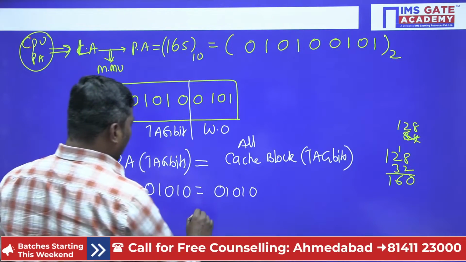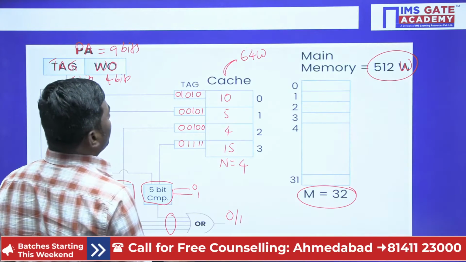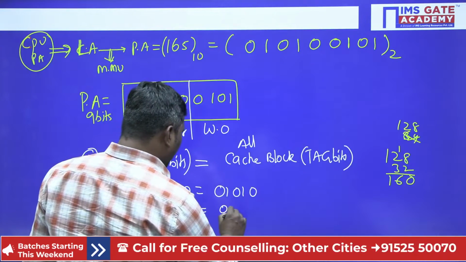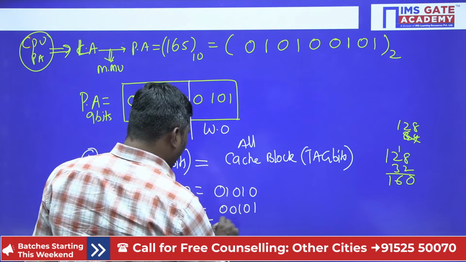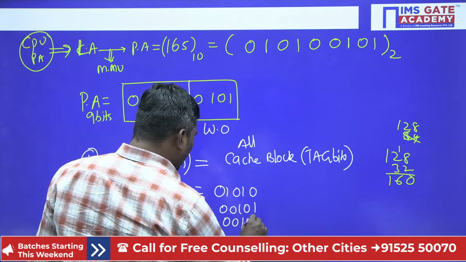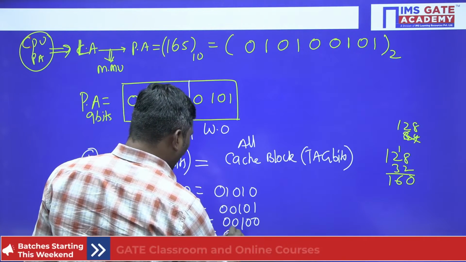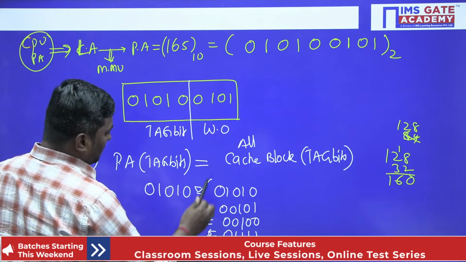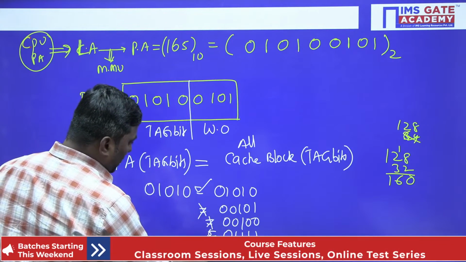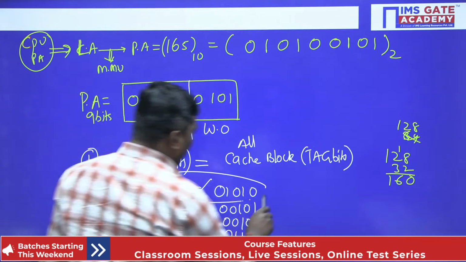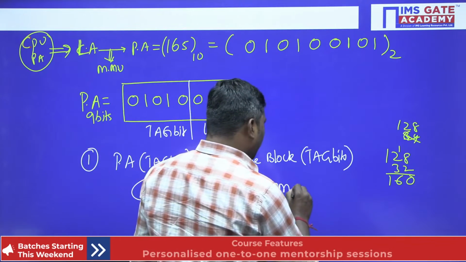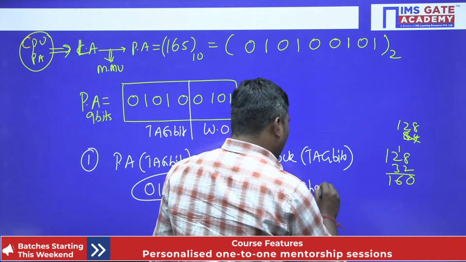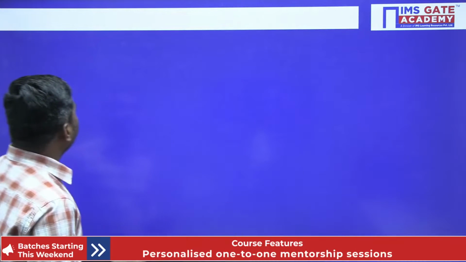What is the second block? 0 0 0 0 1. The third block is 0 0 1 0 0. The fourth block is 0 1 1 1 1. Who is matched? The first one is matched, and these others are not matched. Matching occurs, so what is the point I can conclude?